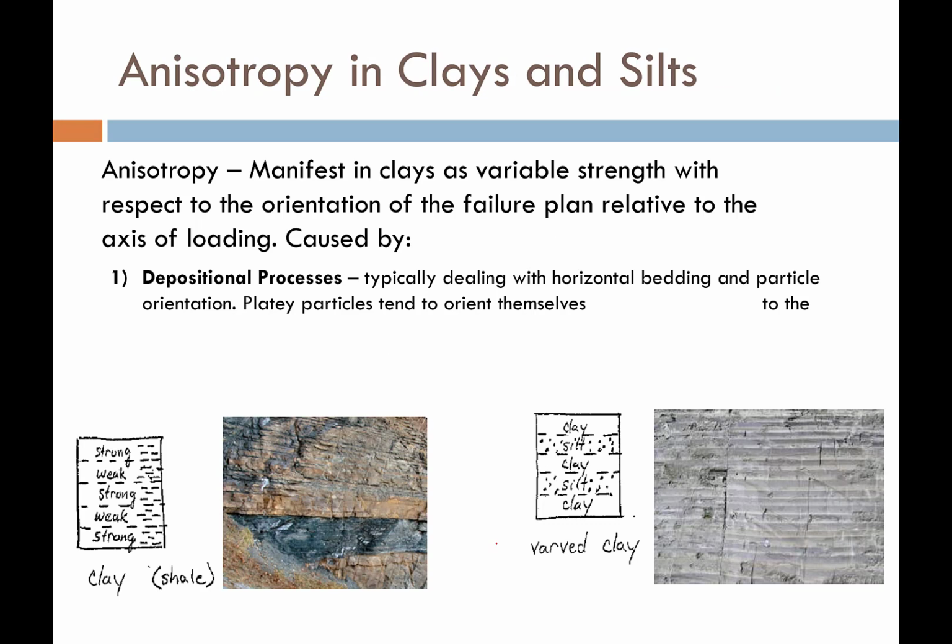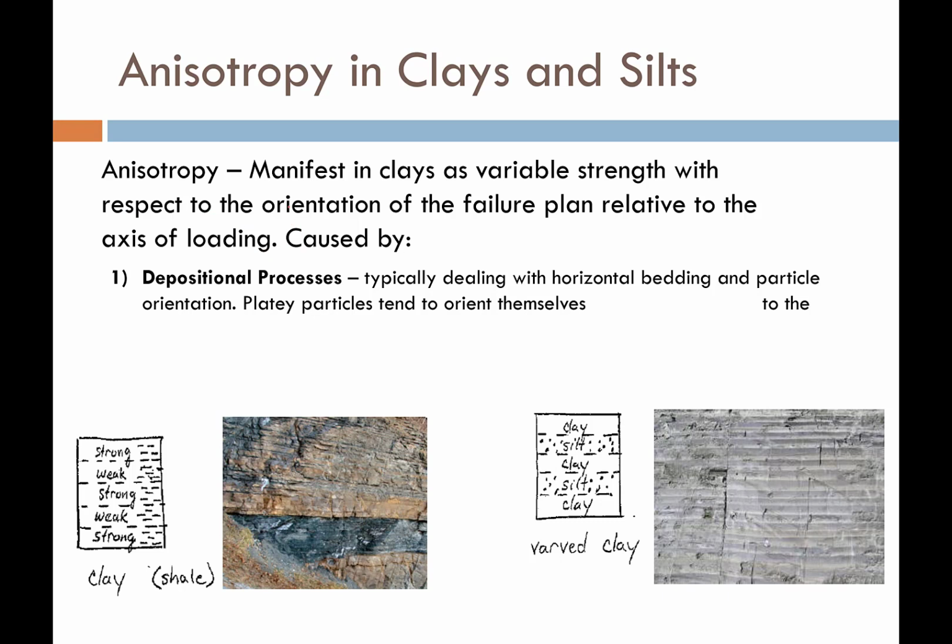Okay, let's switch gears now, and we're going to talk about anisotropy. So anisotropy, at least in the sense that we're going to talk about it right now, is the difference in shear strength from horizontal to vertical. Oftentimes we like to assume that soil is isotropic, meaning that it has the same strength horizontally as it does vertically, but we know that this is not true. Soils are anisotropic, and so they have variable strength depending on the orientation of the failure plane and also the orientation of the axis of loading.